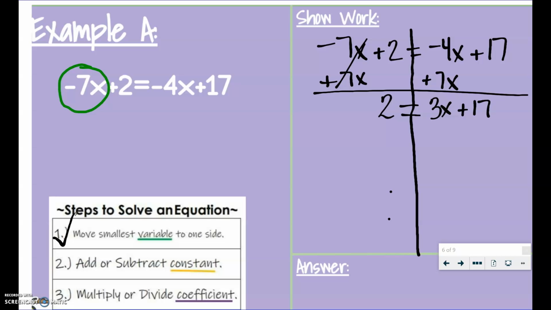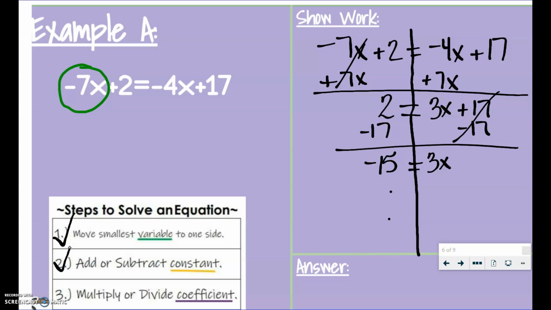Now that step 1 is complete, I am going to add or subtract my constant. My constant now is 17, so I'm going to subtract 17 on both sides. This cancels. Now I'm left with 3x is equal to 2 minus 17, which is negative 15. Step 2 is complete. Now I have negative 15 is equal to 3x.